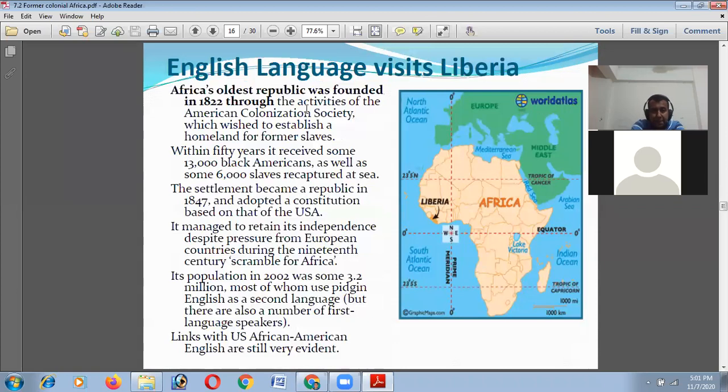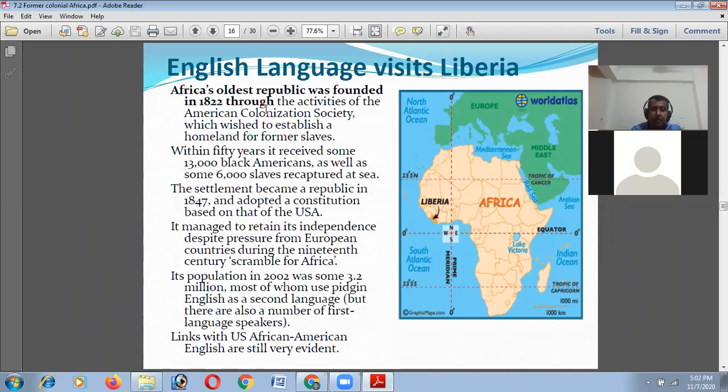Liberia, Africa's oldest republic, was founded in 1822 through the activities of the American Colonization Society, which wished to establish a homeland for former slaves. So the American colonial society wanted to use Liberia, as we have seen in the case of Sierra Leone, where the British philanthropists made Sierra Leone a place for the slaves. In the same way, the American colonial power chose Liberia as a place for former slaves, and they deported slaves to Liberia.